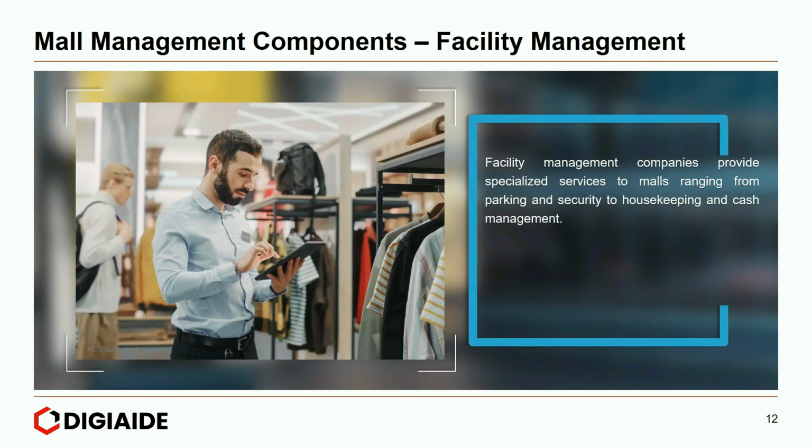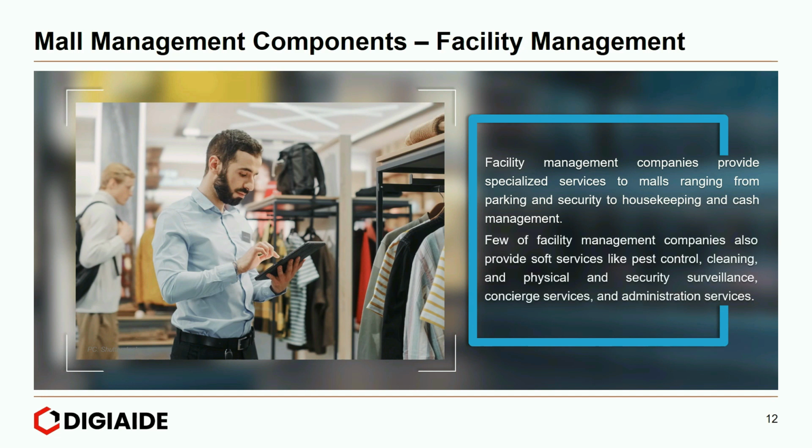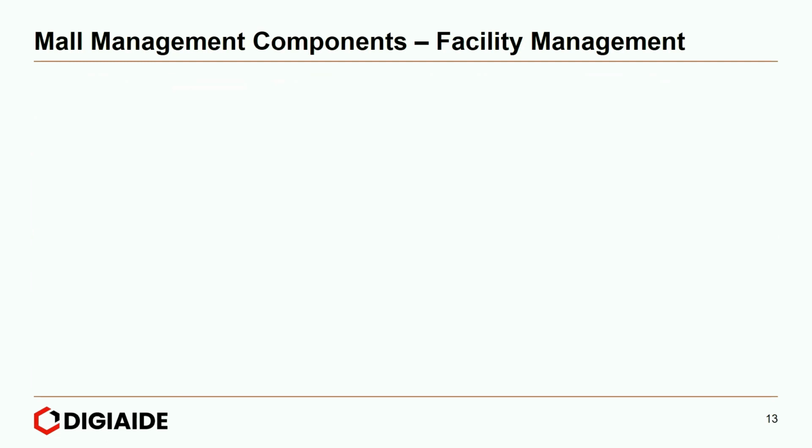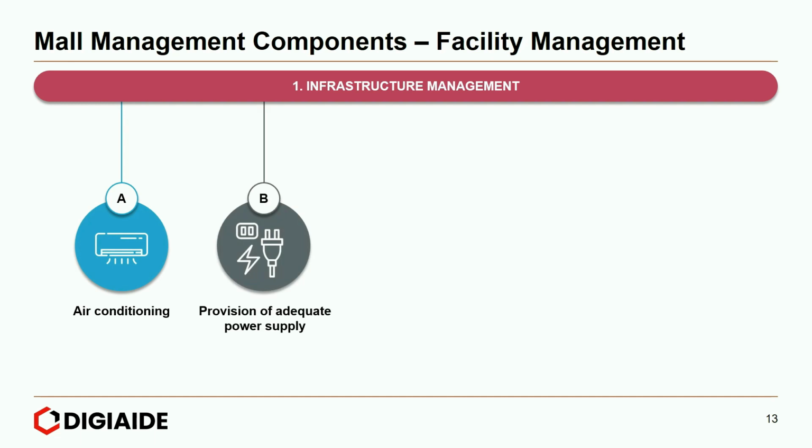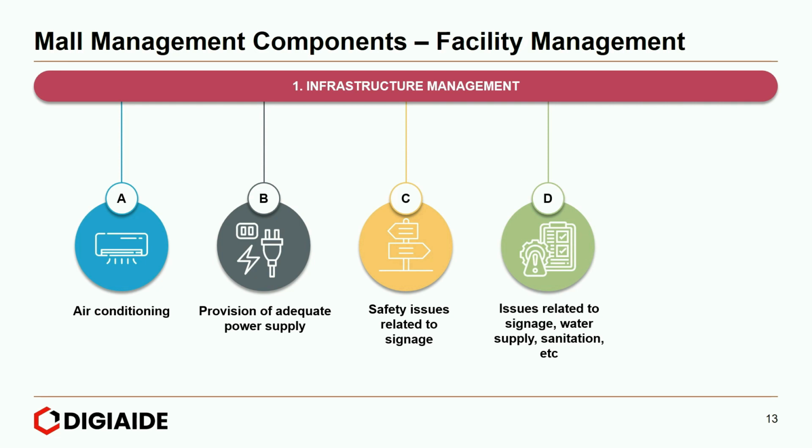Moving on to the next component, facility management. Facility management companies provide specialized services to malls ranging from parking and security to housekeeping and cash management. A few facility management companies also provide soft services like pest control, cleaning, physical and security surveillance, concierge services, and administration services. Under facility management, the various activities are classified as: first, infrastructure management. And under infrastructure management, we have elements such as air conditioning, provision of adequate power supply, safety issues related to signage, water supply, and sanitation.